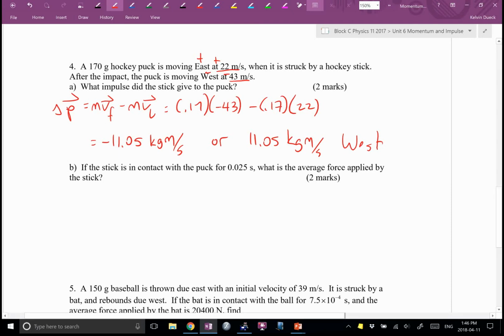2 marks. 1 mark. Half mark for the numbers. Actually, you know what? I would probably do something like this. Half mark for the magnitude and a half mark for the direction.